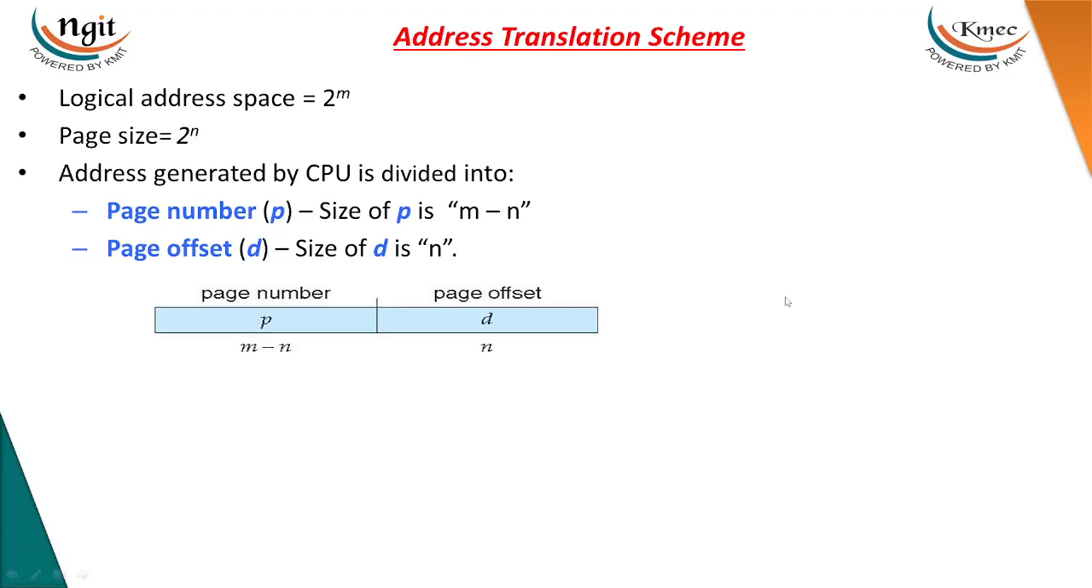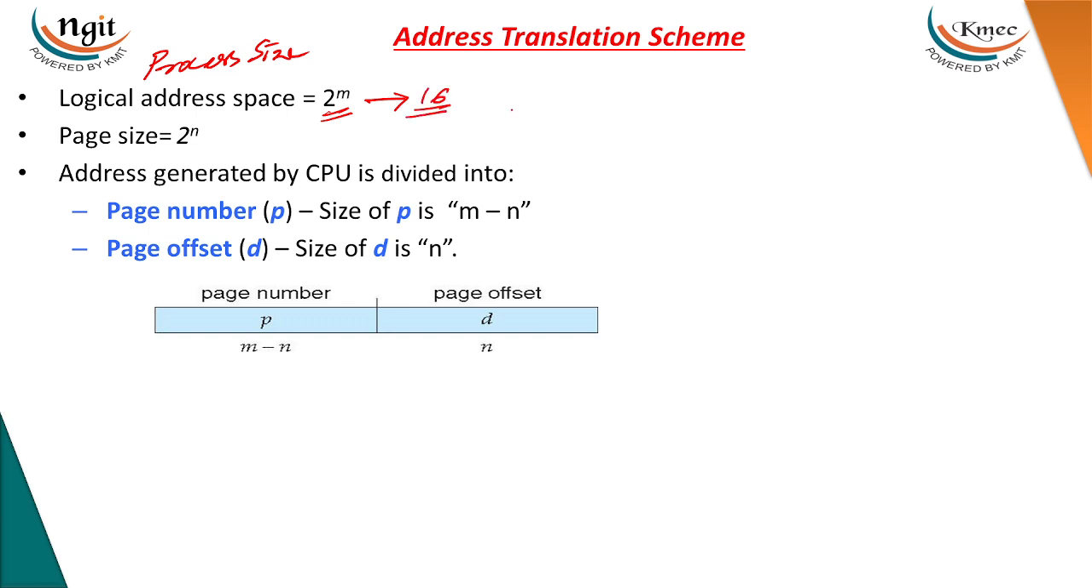Now let's see the address translation scheme by taking the number of bits. As we have seen previously, the logical address size, that is your process size, is 2 to the power of m. What does that mean?